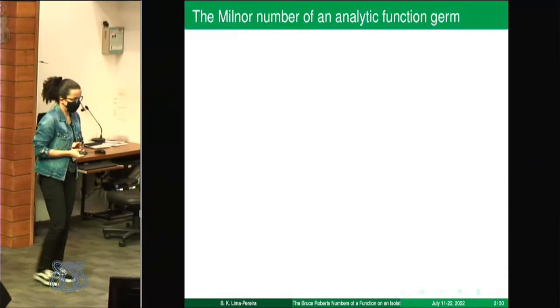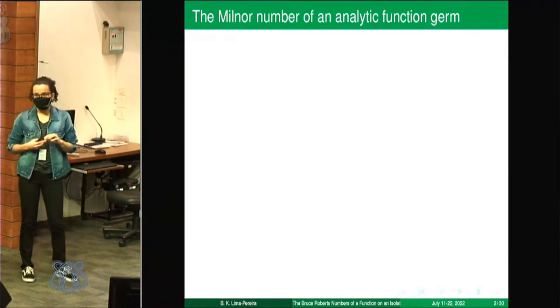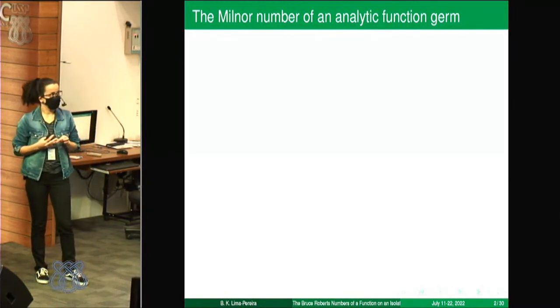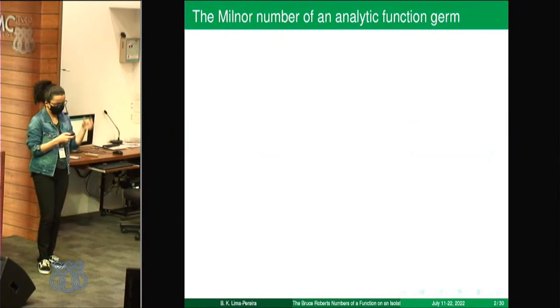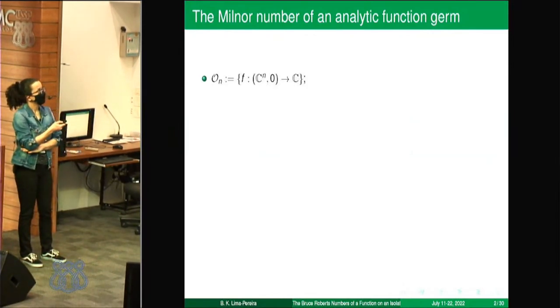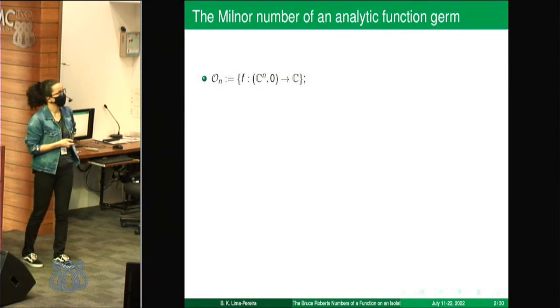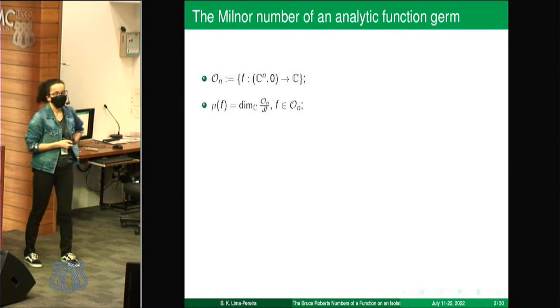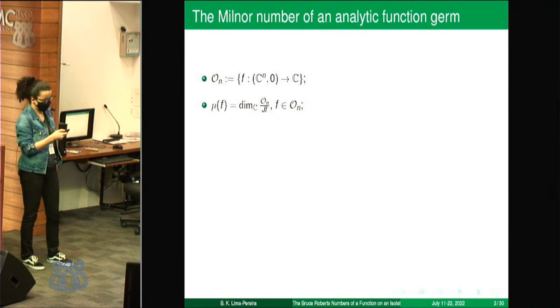In this presentation, I will talk about three numbers: the Milnor number of an analytic function germ, the Bruce-Roberts number, and the relative Bruce-Roberts number. So first, I will talk about the Milnor number. We consider the ring O_n, the ring of the analytic function germs from C^n at zero to C. And the Milnor number of an analytic function germ f is equal to this dimension: the dimension as a C-vector space of this quotient, O_n over the Jacobian ideal of f.